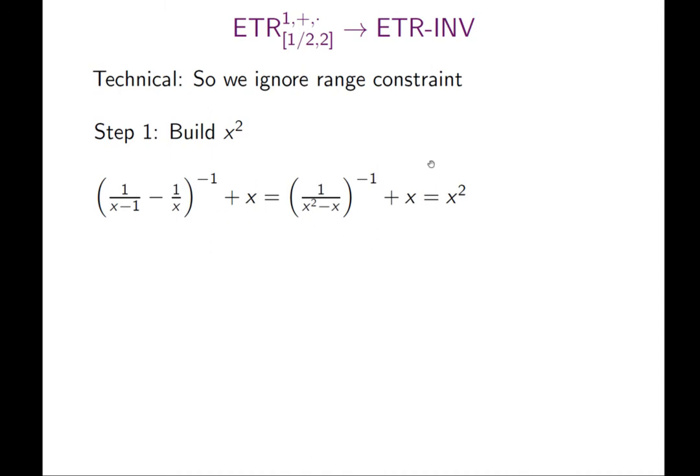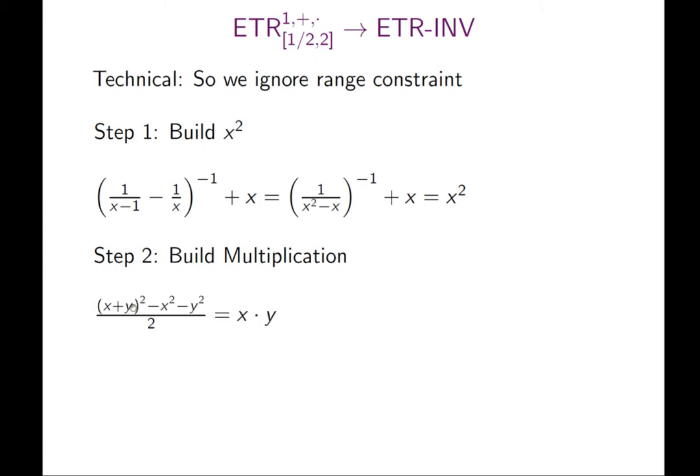So if you have x, you can build x squared using some sequence of constraints. We just use addition and inversion. Okay, so we can build squaring. Now we have to build multiplication. That's pretty easy. So we can build x plus y squared, and we subtract this x squared and y squared, and divide by 2, and what remains is x times y. So in this way, once we can build squaring, we can build multiplication easily.